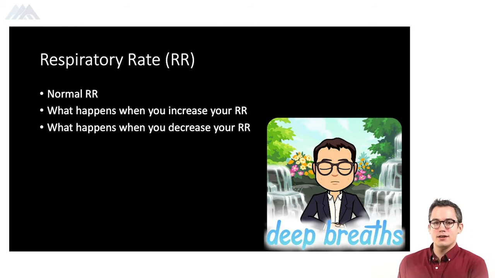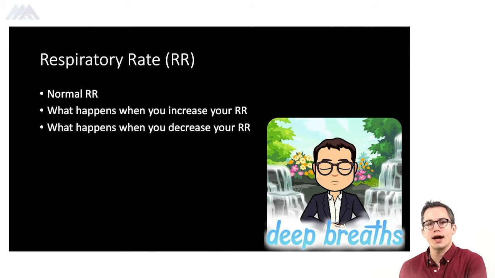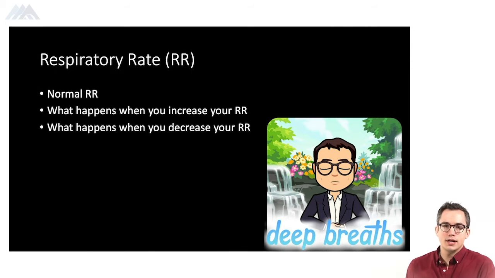Now that we've got our tidal volume figured out, let's move on to respiratory rate. A normal respiratory rate is going to be anywhere between 8 to 12 breaths per minute. You can set the ventilator to one of those settings initially, but then we're going to be looking back at our ABG to figure out if we want to increase that respiratory rate or decrease that respiratory rate.